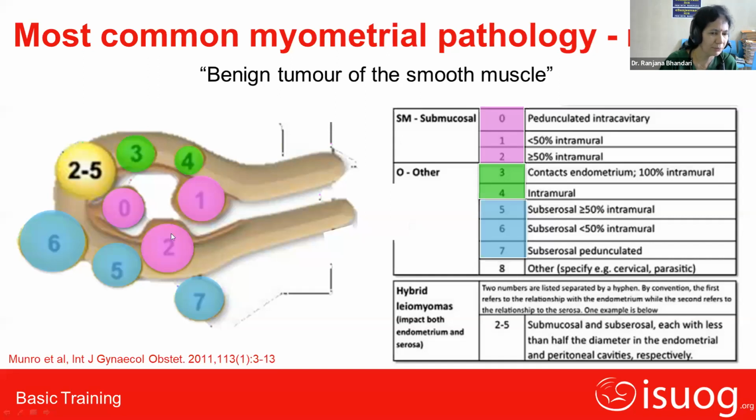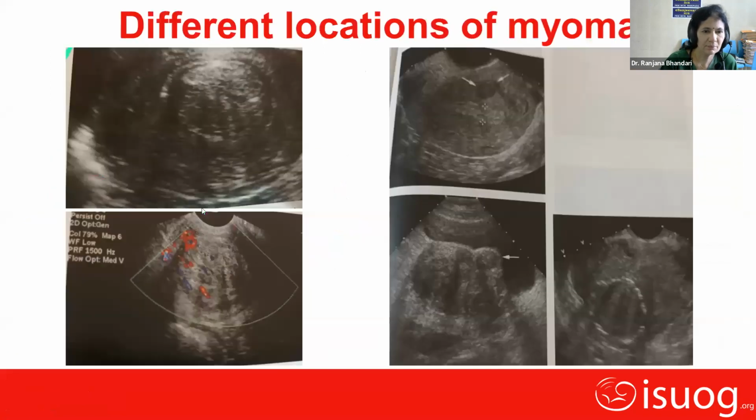1, 2 are submucous myomas. Number 3 and 4 are intramural. Number 5, 6 and 7 are subserous myoma. So now let us see different types of myoma, what we see during the live image.